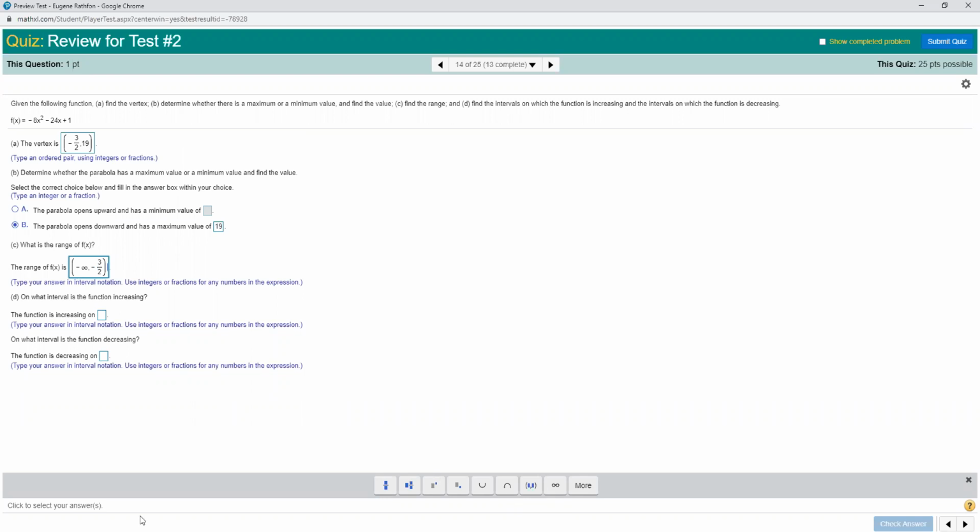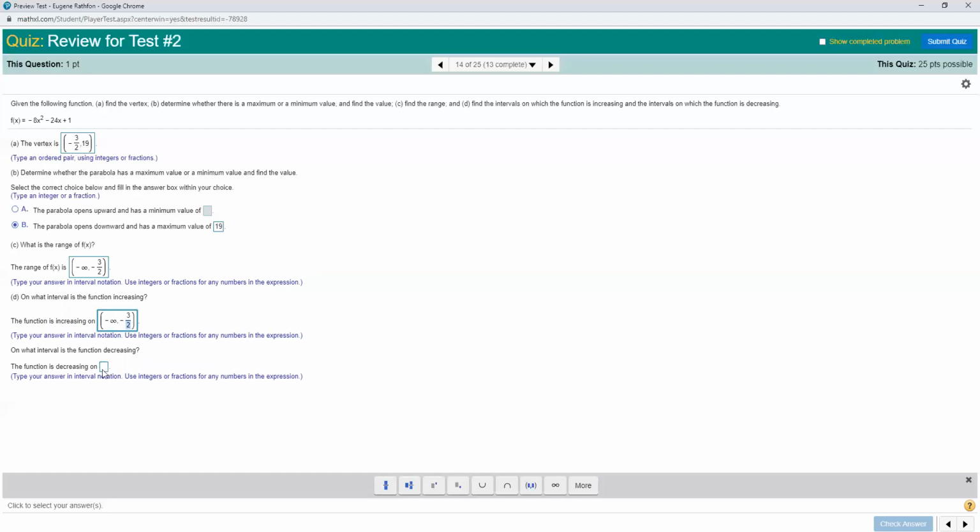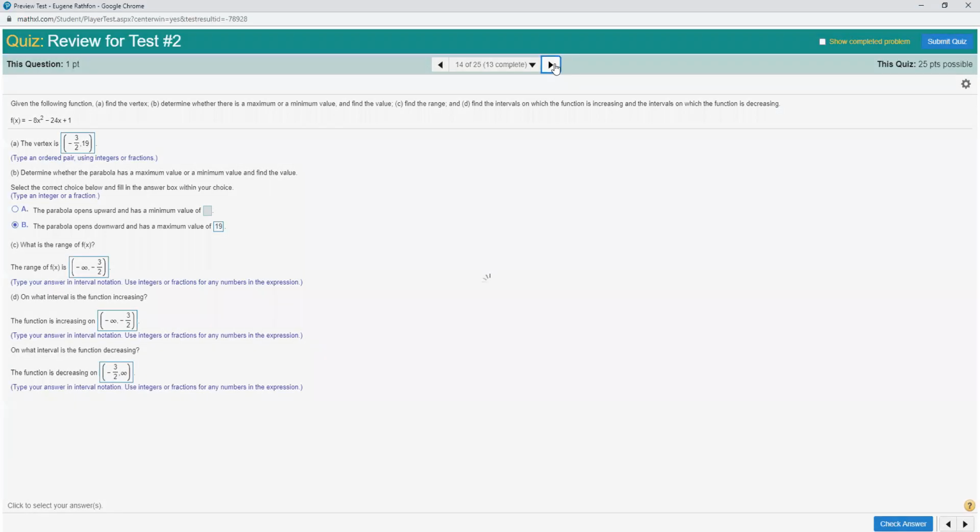And then we said increasing, we were increasing from negative infinity to negative 3/2. So let's go negative infinity, and then this was a negative 3/2. And then decreasing went from the negative 3/2 to the positive infinity. All right, then we would move on to the next one. So 14 was the second one I took off.